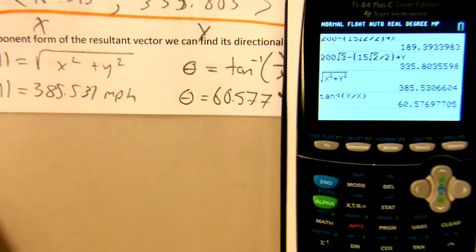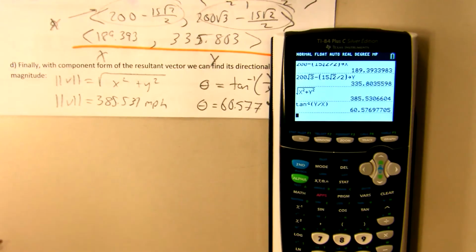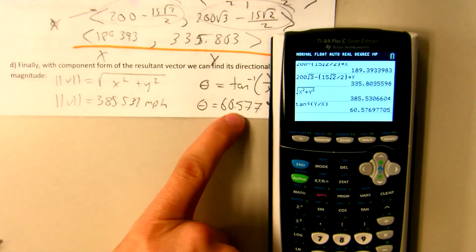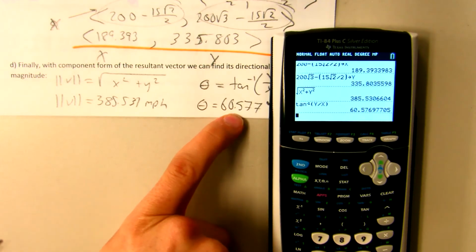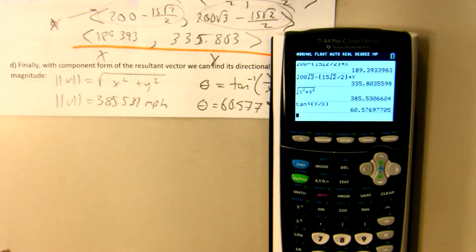So it was going at a directional angle of 60, but the wind pushing it that strong at that angle actually makes it go at an angle of 60.575. Very close to the same, obviously not exactly the same, but it's making a difference.